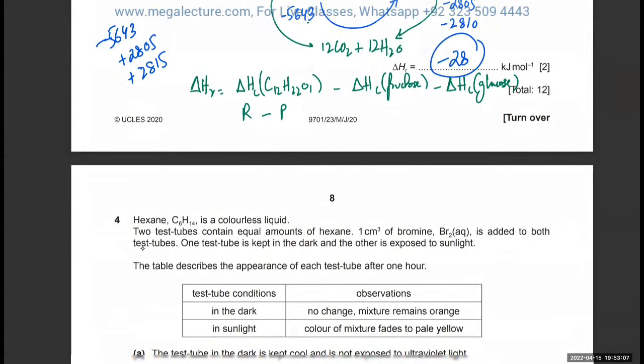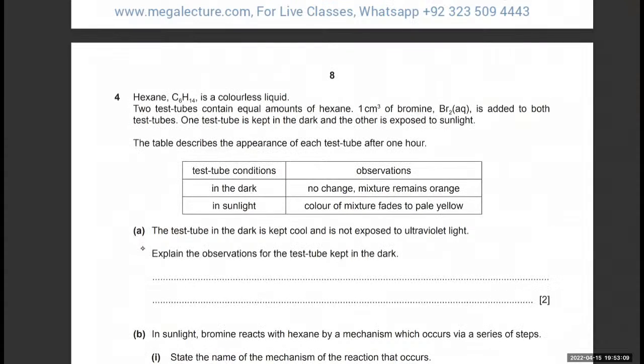So next one is you've got hexane, C6H14, a colorless liquid. So it's an alkane. Two test tubes contain equal amounts of hexane. Bromine is added to both test tubes. One test tube is kept in the dark and the other is exposed to sunlight. The table describes the appearance of each test tube.